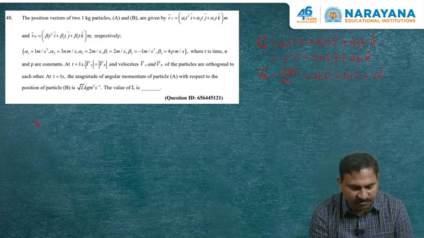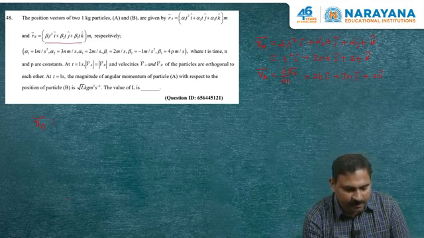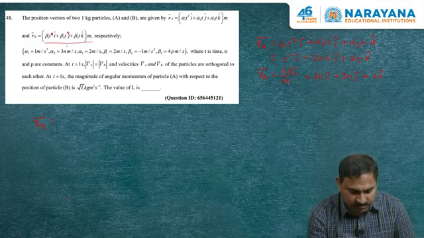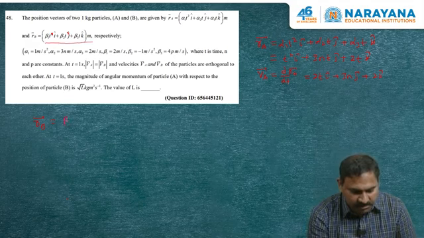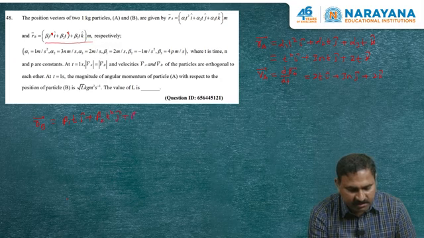Similarly, position vector of B, beta 1 t square i cap, beta 2 t j cap, beta 3 t k cap. In the original question it is given t, it is t square. So let us modify this. It is beta 1 t i cap plus beta 2 t square j cap plus beta 3 t k cap.